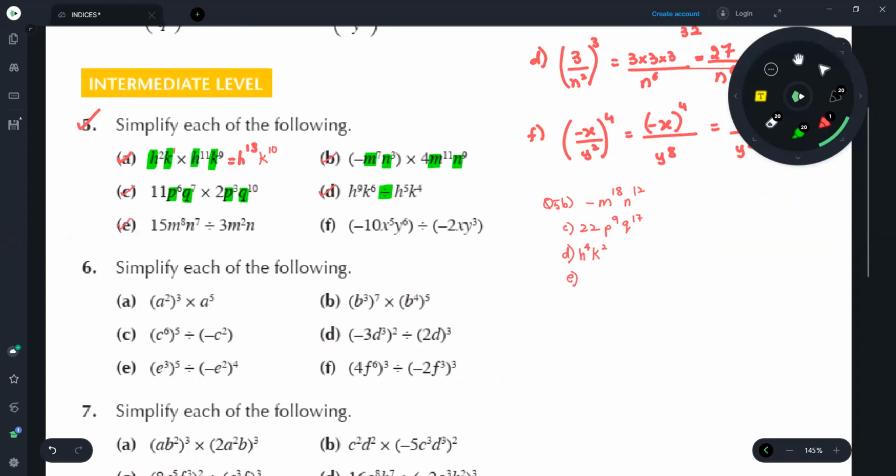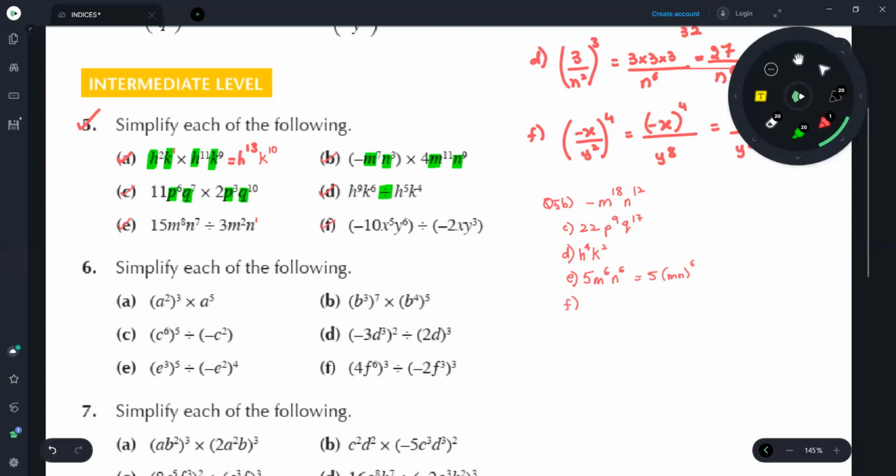Yes, Hassan, it's your turn now. 15 divided by 3. Can you divide the numbers first? 15 divided by 3 is 5. Yes or no? Yes. And then it's m raised to power 8 divided by m raised to power 2. That's going to be m raised to power 6. And n raised to 7 minus 1, that's going to be 6. So m^6 n^6. Now all of you, can you tell me if this is 5 (mn) whole power 6? Yes, sir. Very good.